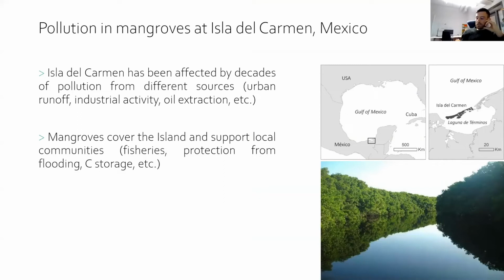Now, you may think of this place as some sort of tropical paradise. The truth is that Isla del Carmen has been affected by decades of pollution from urban sources, from agricultural sources, a lot from oil extraction. We have these oil fields very close in the Gulf of Mexico. But at the same time, these mangroves are key for the local communities. So they support, and most of you know, you work probably with similar ecosystems, they support fisheries, they provide protection from flooding, incredible carbon storage. So you can see the key role of mangroves as an ecosystem services supply for these communities.